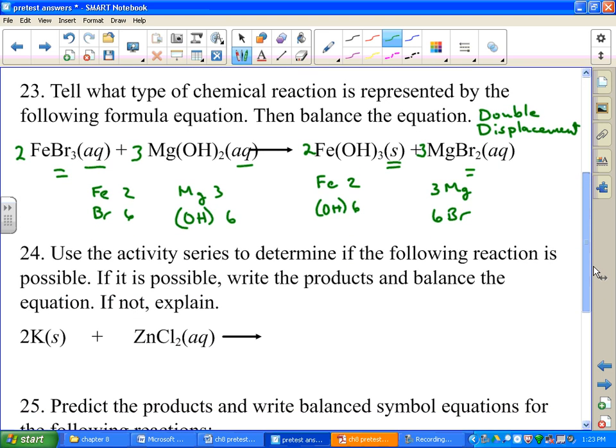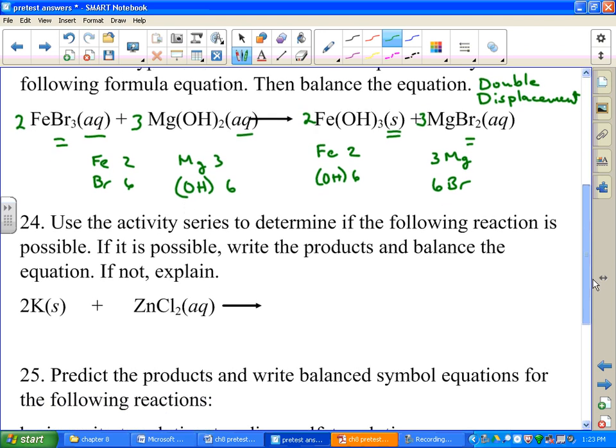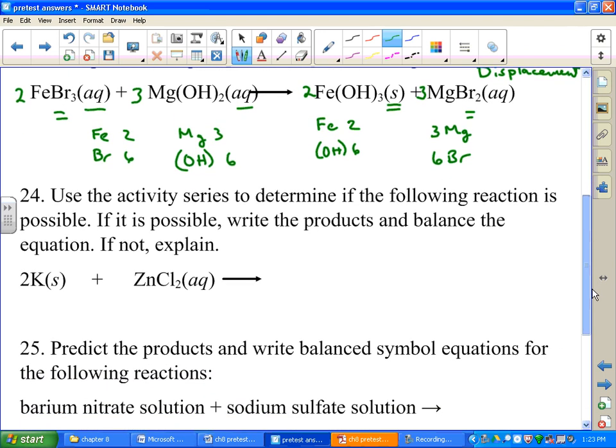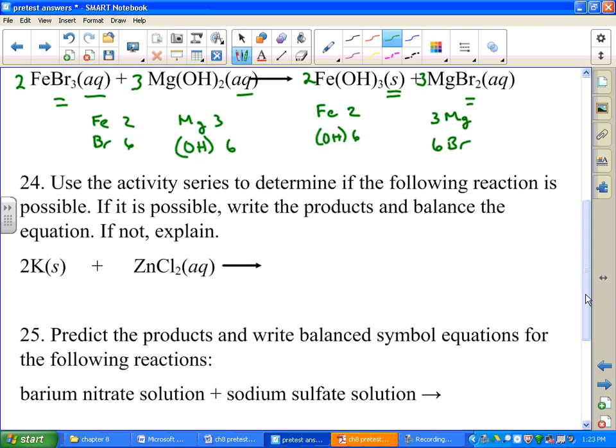Okay. Use the activity series to determine if the following reaction is possible. If it is possible, then write the products and balance the equation. If not, explain. Not the best example in the world, because potassium will react with the water in the aqueous solution much faster than it will the zinc chloride. But let's just pretend that this was molten zinc chloride and it's a single replacement. So potassium is higher on the activity series than zinc, which means it can displace zinc from the compound, right? It's an element in a compound. It's set up for a single replacement style reaction, and so it is going to occur, and we're going to get potassium chloride.